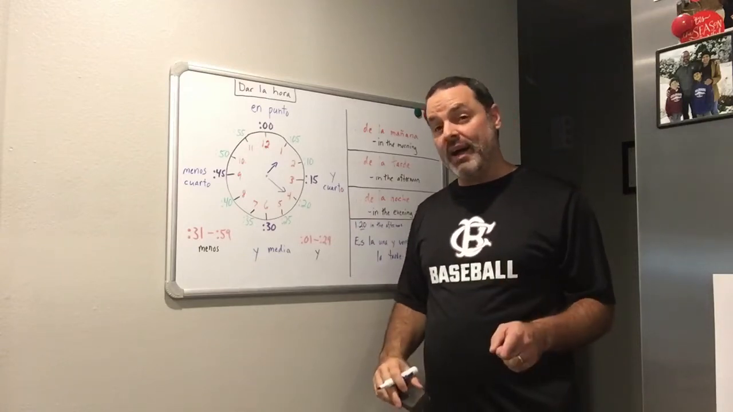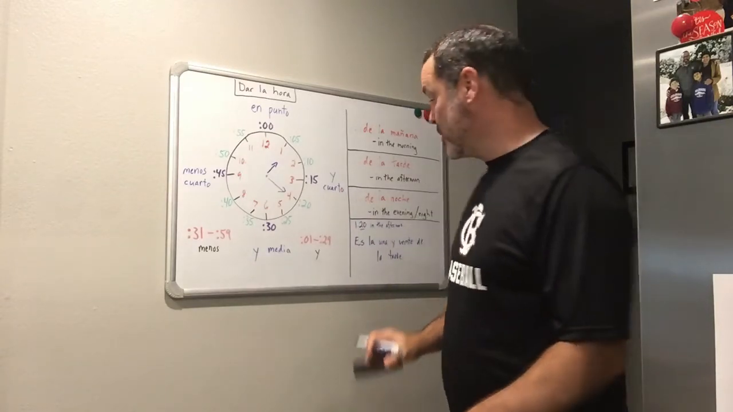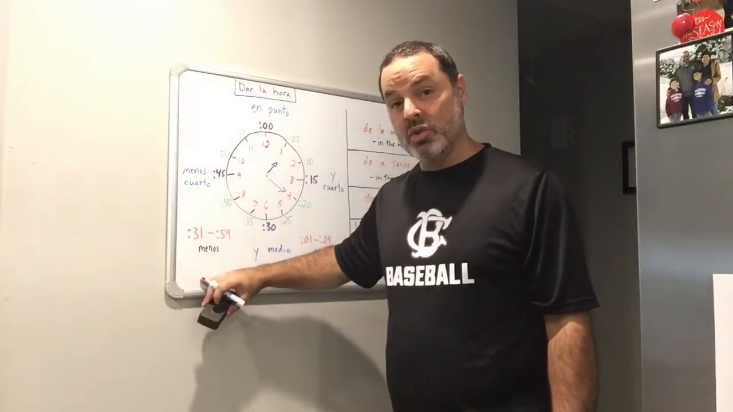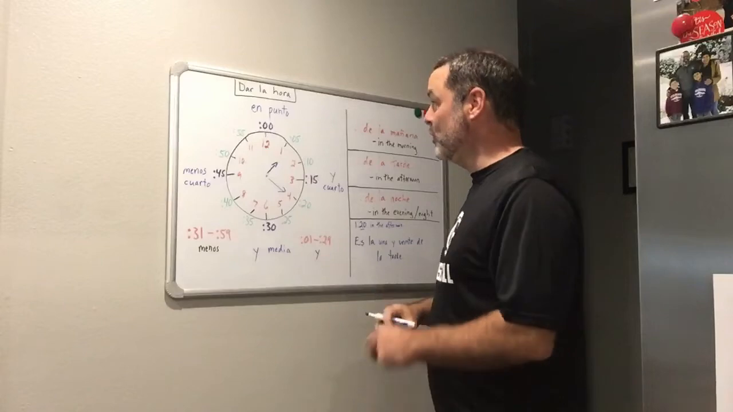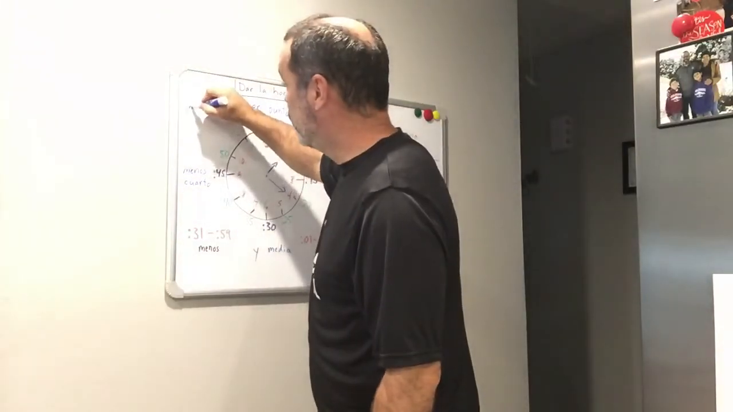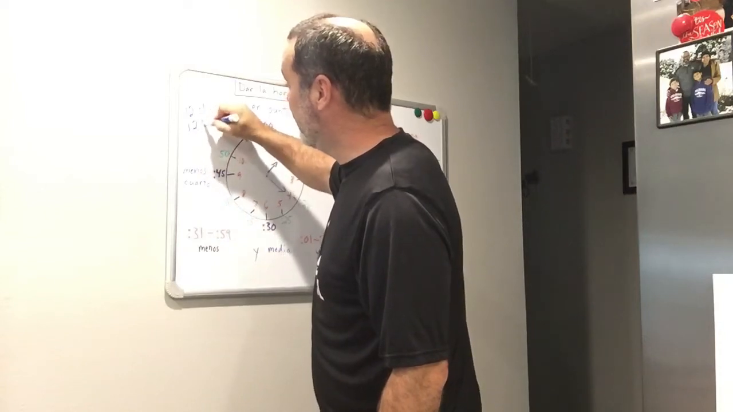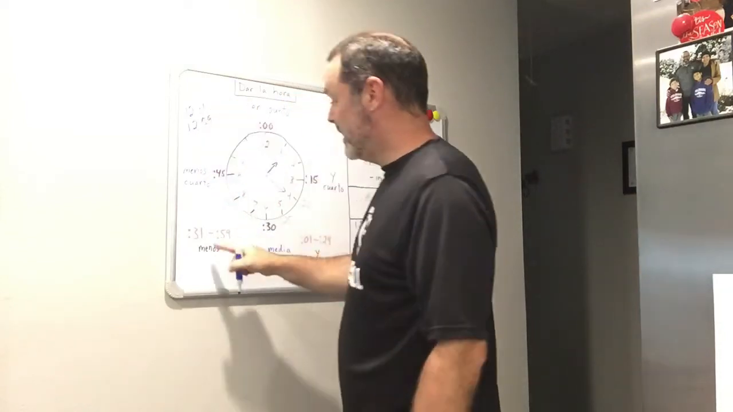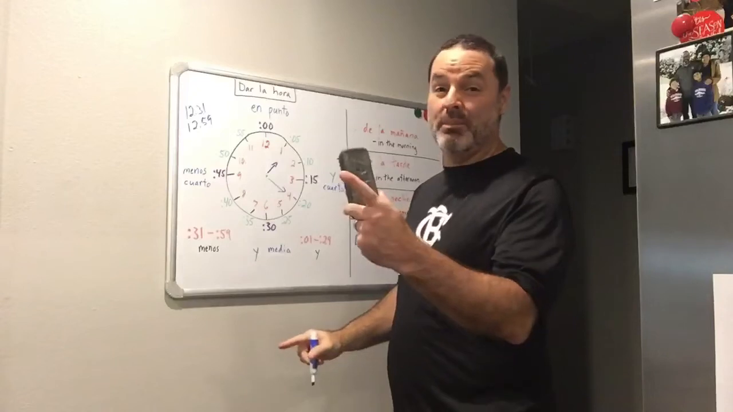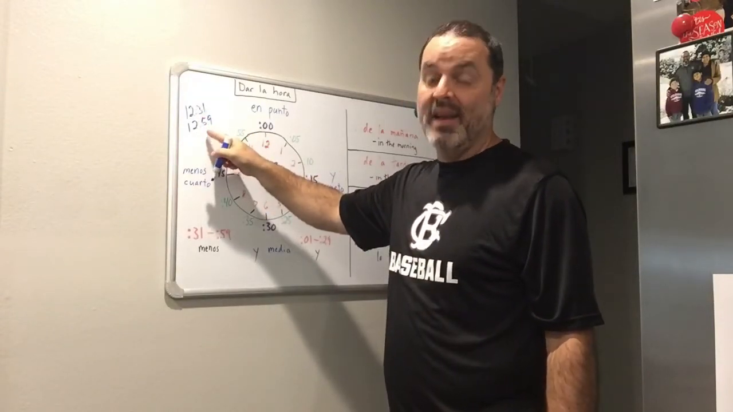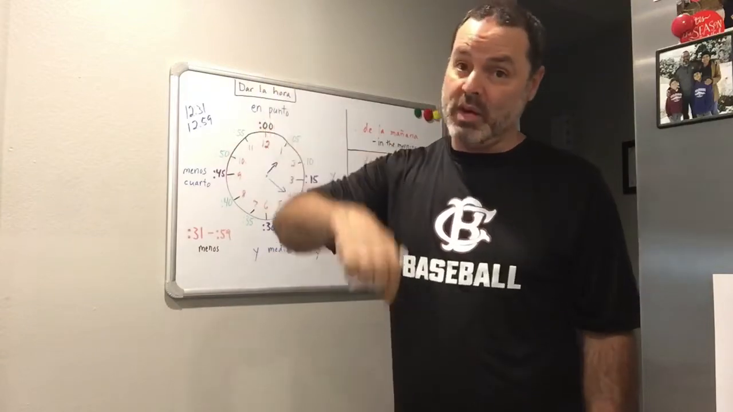The only time I would use es la when I'm using the word menos is if the time would fall in between 12:31 and 12:59, because this range means we got to bump up to the next hour. So if it's 12:31 through 12:59, I need to bump up to 1 o'clock so I can subtract.